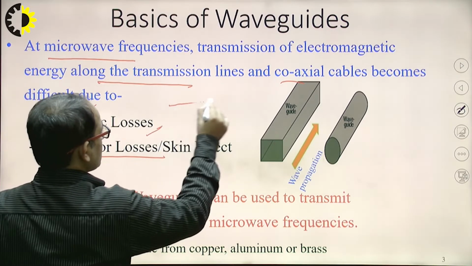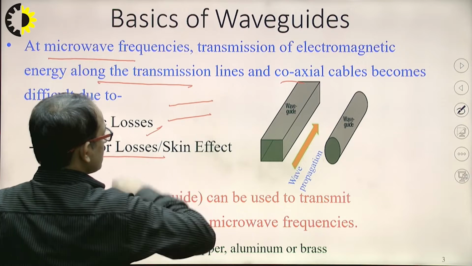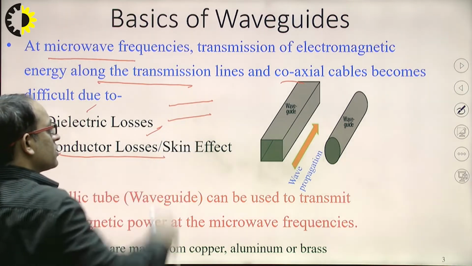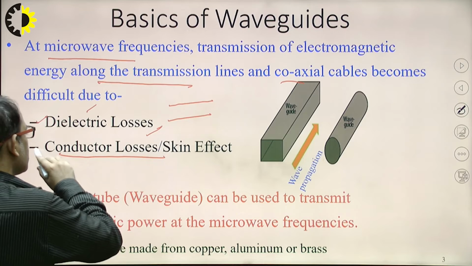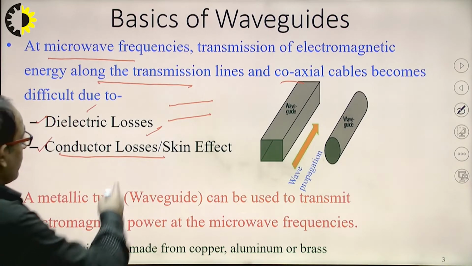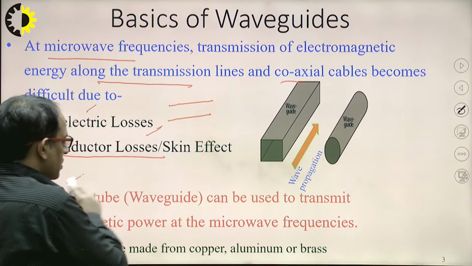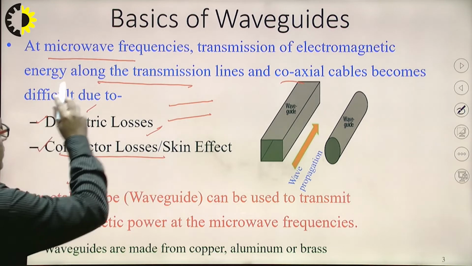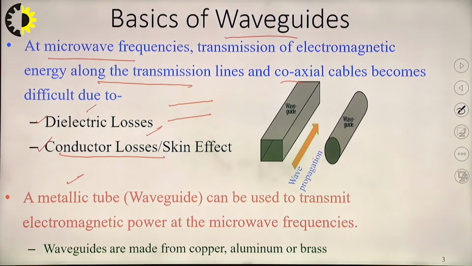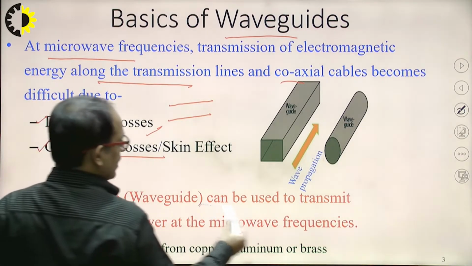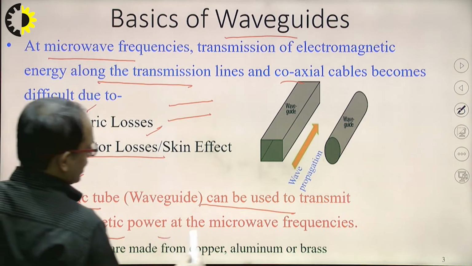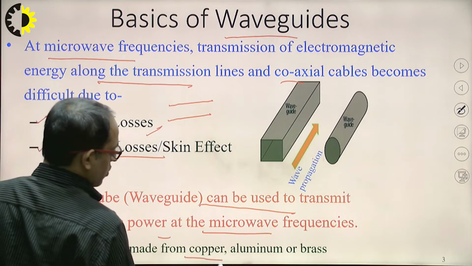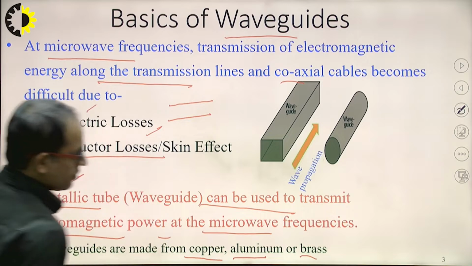Means at high frequency, it's difficult to transmit the signal through the transmission line due to the high dielectric losses and conductor losses. That's why scientists have introduced another way of transmitting the microwave signal, that is the waveguide. This waveguide is a metallic tube that can be used to transmit electromagnetic power at microwave frequencies. These waveguides are made up of copper or aluminium or brass.